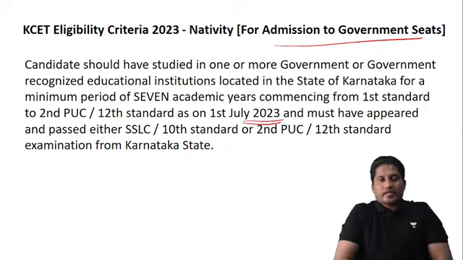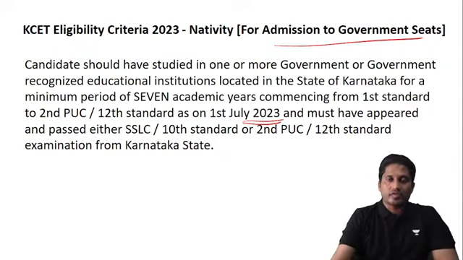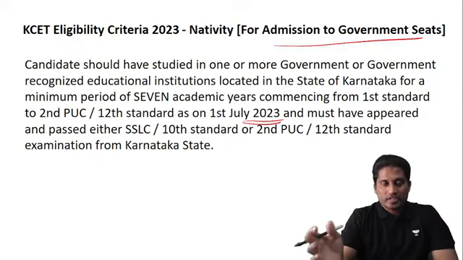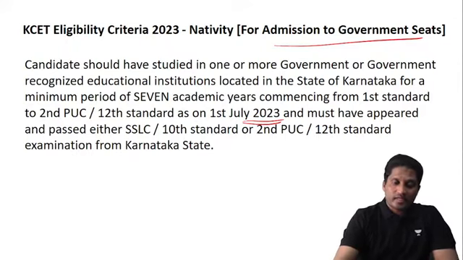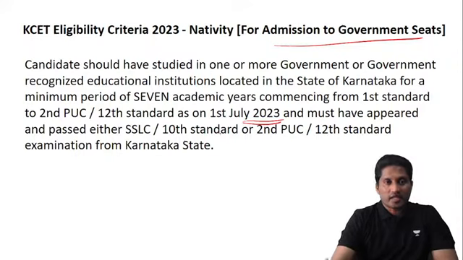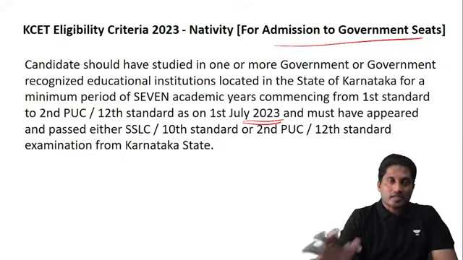You need to submit your school certificate. Obviously in the school certificate it will be mentioned which year you studied and how many years of education you have in Karnataka. That is mandatory. And you must have appeared for either SSLC or 10th standard or second PUC or 12th standard examination from Karnataka state. 7 years of education is compulsory. That comes in class A.